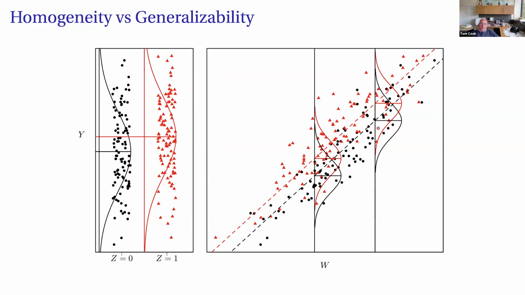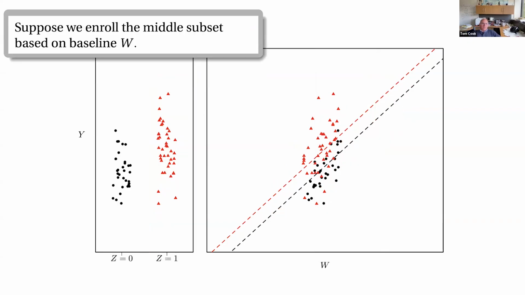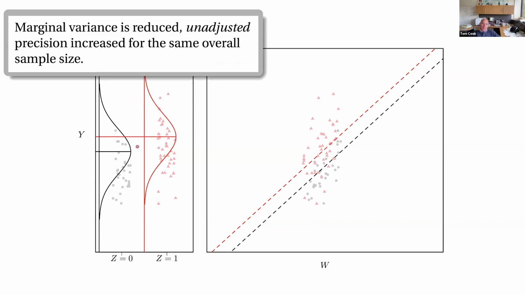On the other hand, I can actually fit a model, and the model will have variability which is similar to that of the conditional model rather than the unconditional one. So I can actually recover my precision by simply modeling the relationship between W and Y and accounting for differences between treatment arms. But suppose that we were to enroll just a homogeneous subset in the middle. So I have a narrow subset of W's. I reduce the marginal variation in my lines, so for the same sample size, I can get a more precise estimate of the overall difference.